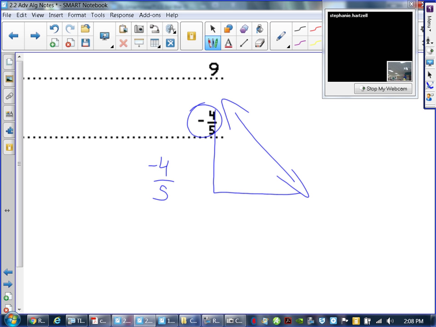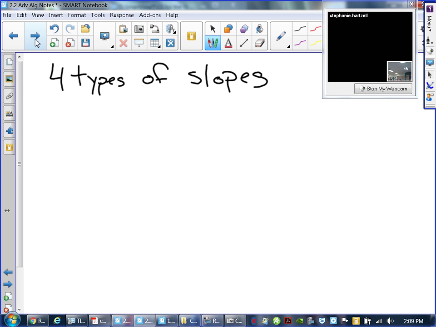Slopes. How many types are there? We have 4. Congratulations, you were paying attention. There are 4 types of slopes. What are they? We have a negative slope, which goes this way. We have a positive slope. Horizontal and vertical lines.